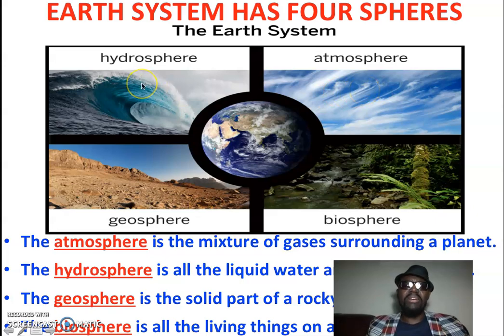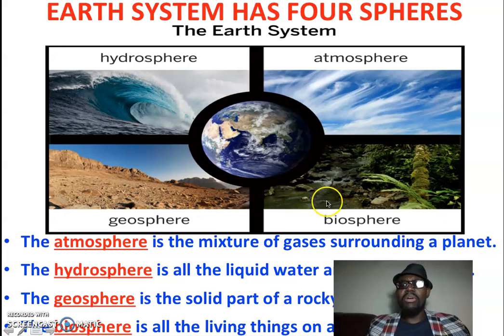The hydrosphere, remember hydro means water. Hydrosphere is all the liquid water and ice on a planet. Geosphere is the solid part of a rocky planet. Geo means from the ground, solid, the rocky part of the Earth. Remember, geothermal energy is energy from the ground. So geosphere is the solid part of the rocky planet.